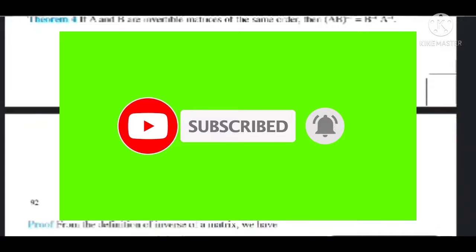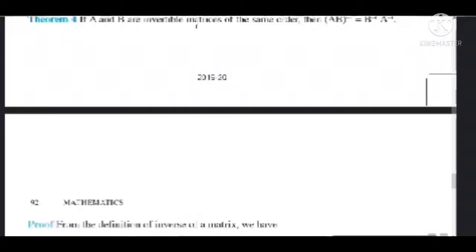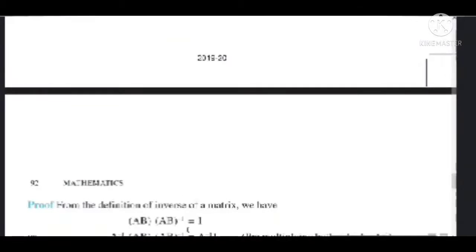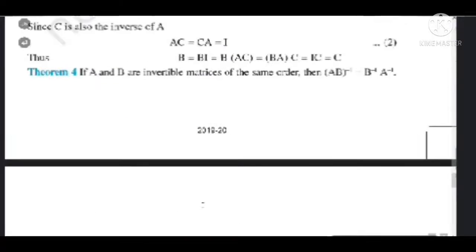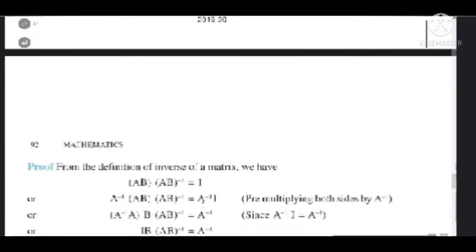Now in theorem number 4, if A and B are invertible matrices of the same order, then (AB) inverse is equal to B inverse A inverse. You have to verify this. From the definition of the inverse of a matrix, we have AB into (AB) inverse equal to I, or you can say 1. If you take (AB) times (AB) inverse, you will get only 1, because if you cancel, it is equal to 1.